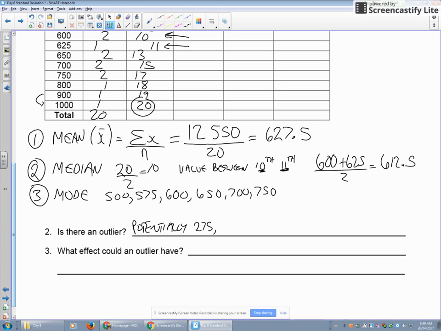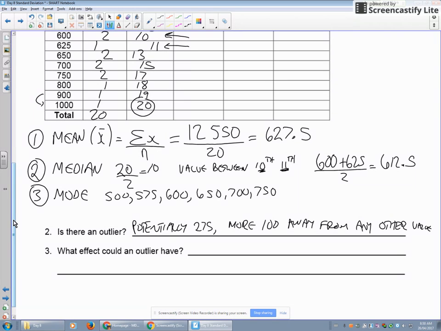So we could say potentially 275. We can say more than 100 away from any other value. All the other values are within 100 people of each other, 100 points. It's not a huge outlier, but you could argue that there is an outlier.